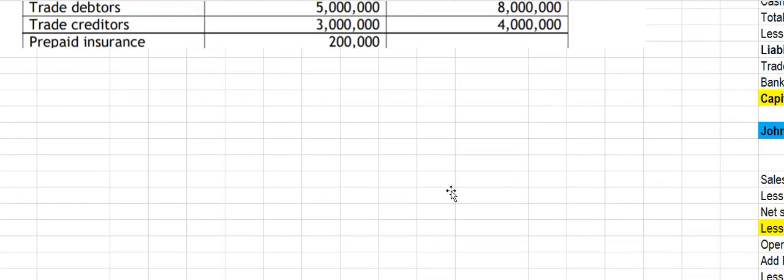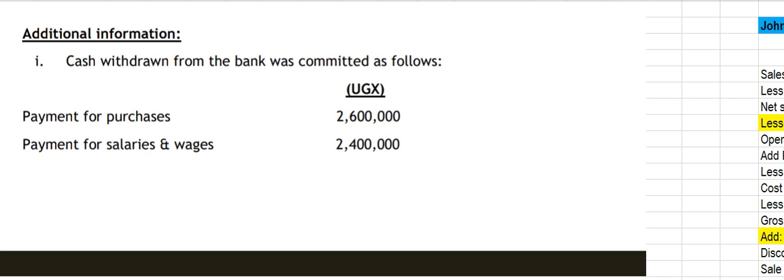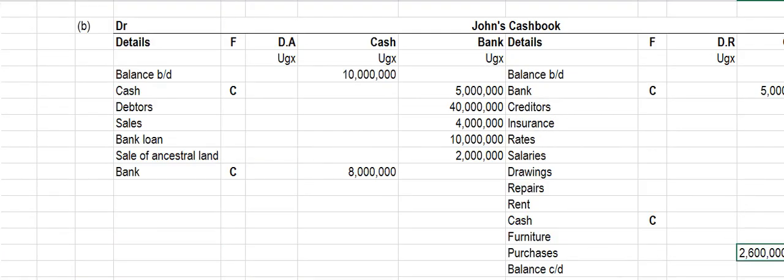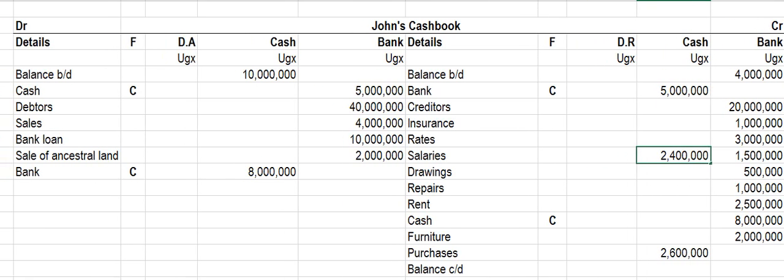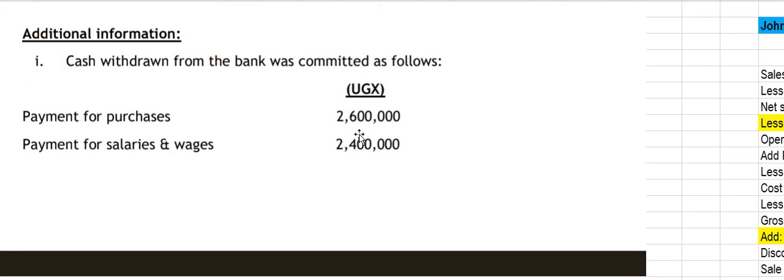Then out of the 8 million, payment for salaries and wages 2.4. So John also paid salaries and wages in cash, 2.4 out of the 8 million that were withdrawn. Salaries and wages 2.4 cash, 2,400,000. Then what about the balance? We need to find out how we use the balance. Okay, 2.6 plus 2.4 out of the 8, that is already 5 millions.